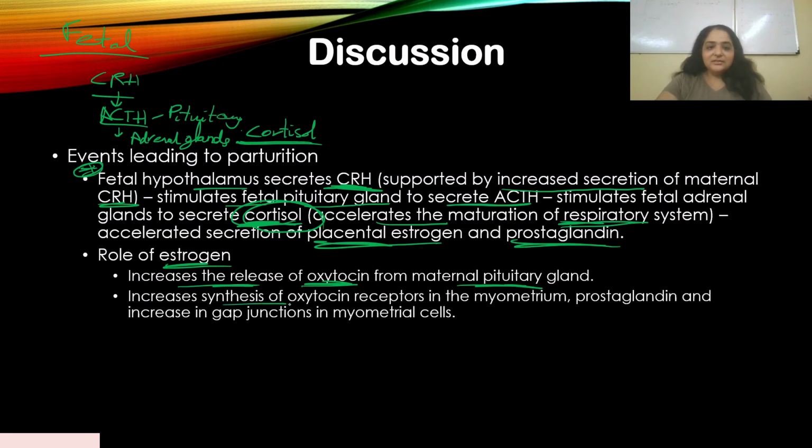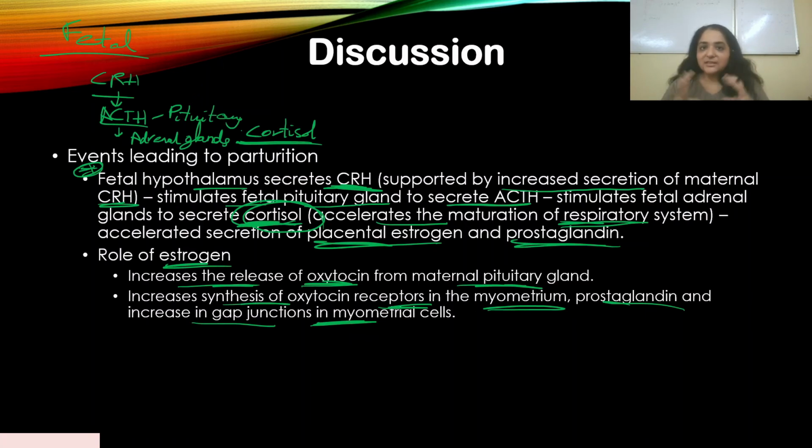Now it increases synthesis of oxytocin receptors in the myometrium, prostaglandin, and an increase in gap junctions in myometrial cells. One of them is to secrete oxytocin, but it also increases the number of oxytocin receptors. Suddenly you'll find lots of oxytocin receptors in the body of the uterus. The baby is there in the uterine cavity, and now it has to be pushed out, right? So the number of oxytocin receptors in the uterine body begins to increase, so more oxytocin can bind to it, and more muscle contraction can happen and push the baby out. So oxytocin receptors begin to increase in the myometrium.